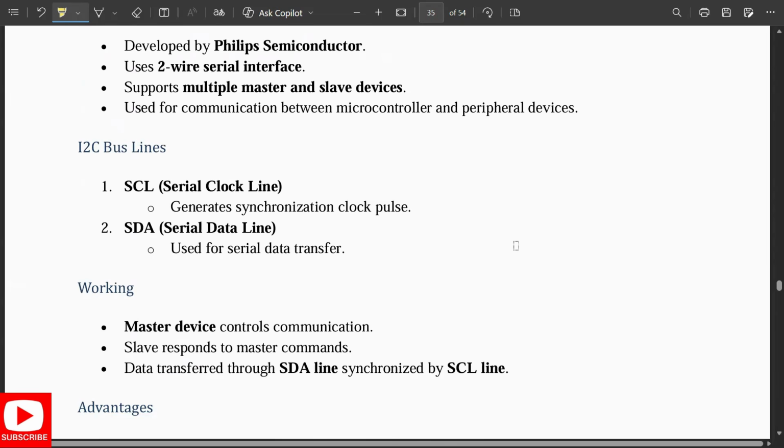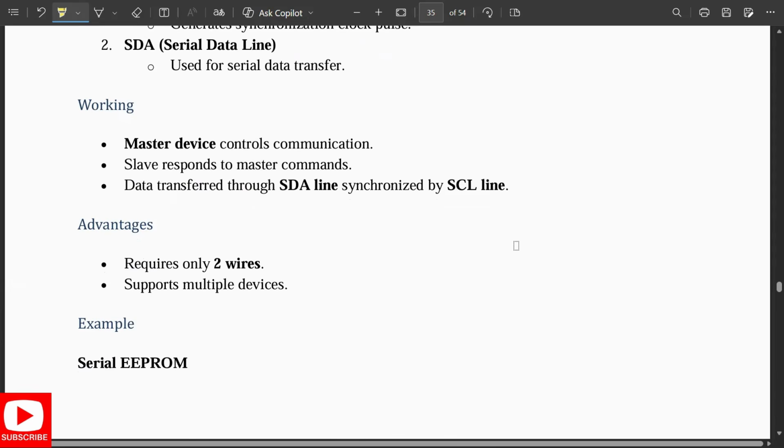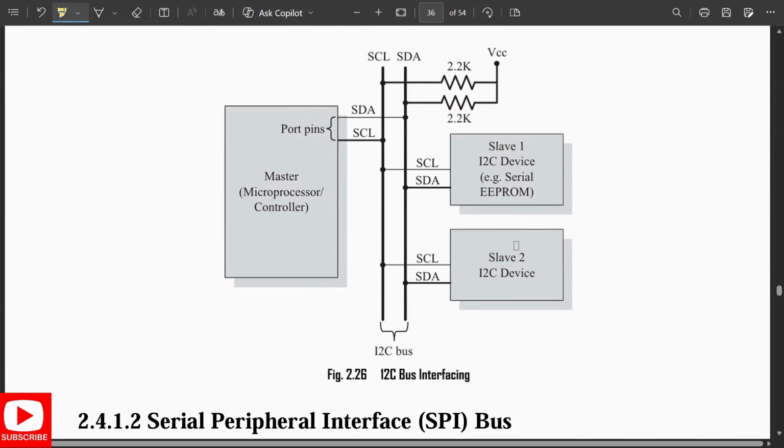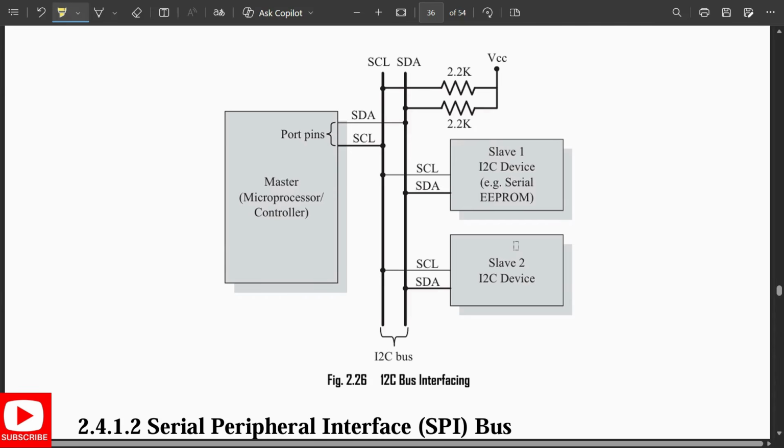SCL generates the synchronization clock pulse, and SDA is used for the serial data transfer. The master device controls the communication. The slave responds to the master command, and data is transferred on the SDA line, synchronized with the SCL line. Major advantages: it requires only two wires and supports multiple devices. So this is the I2C bus interfacing. This is our microcontroller and its port pins. We connect the two with two wires, one to SDA and one to SCL.